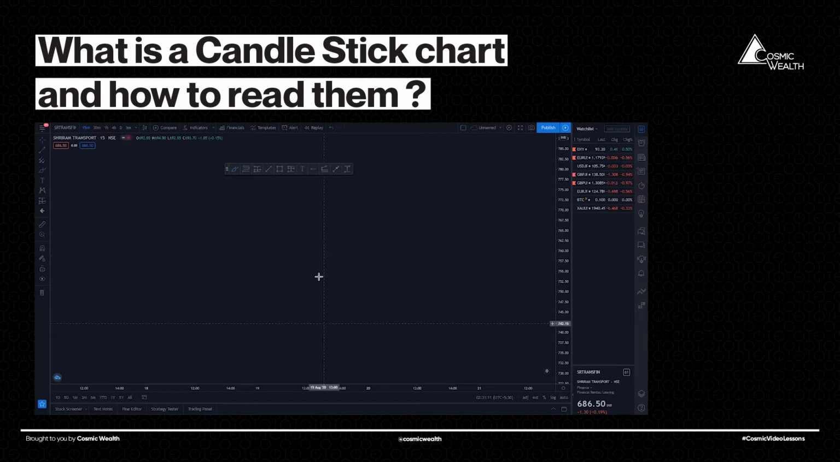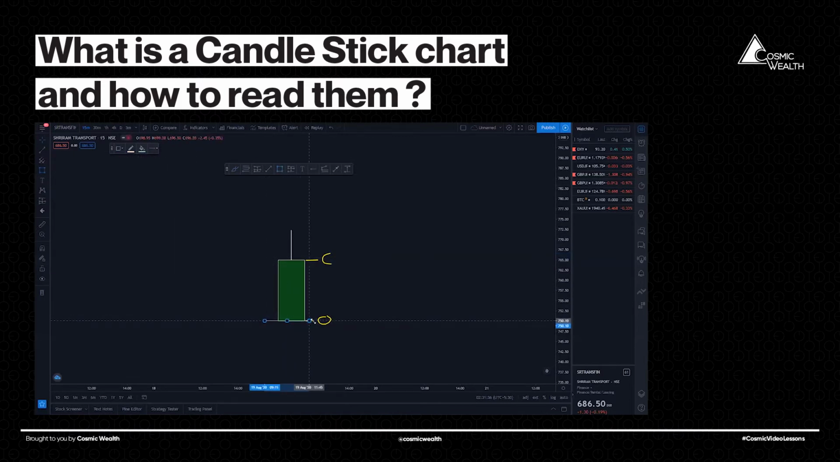Now, imagine yourself seeing a candle like this with a wick. Okay, like we discussed earlier, it has a wick. So imagine if you see a candle like this in your chart, what can you understand? This is the open price. This is the closing price that we know. Now, what can we understand from this candle? That is what I'm going to teach you.